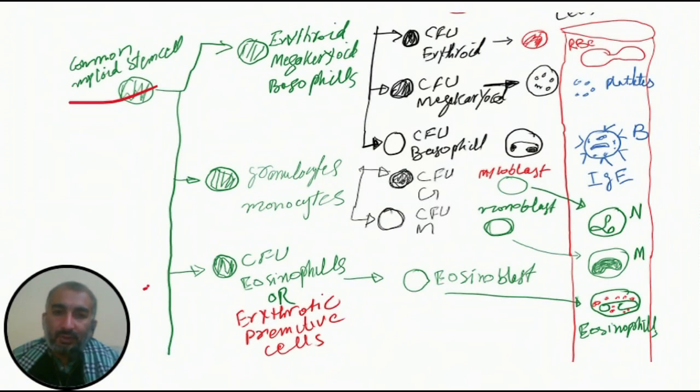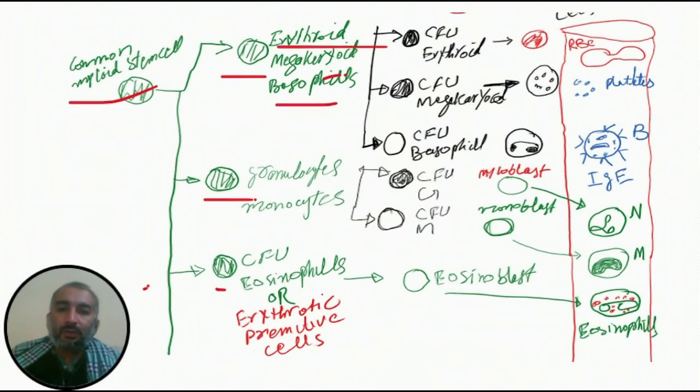So here in the hematopoietic lecture, we will mainly discuss these common myeloid stem cells and how they divide. So let's start one by one. Common myeloid stem cells give rise to three major progeny, three major kinds of cells: erythroid, megakaryoid, and basophil.